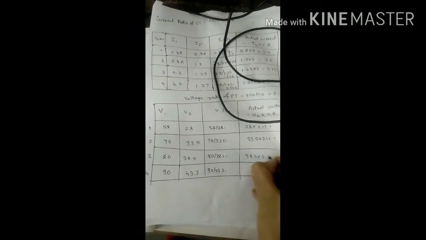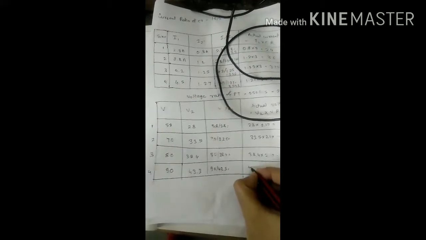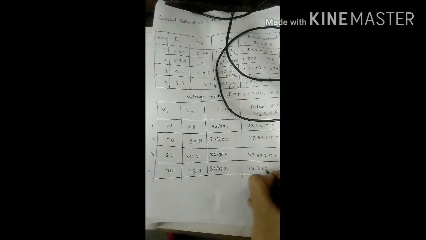And the actual voltage is 28 into VR, which is 2.17. Next is 33.5 into 2.17. Next is 38.4 into 2.17. And 43.3 into 2.17.